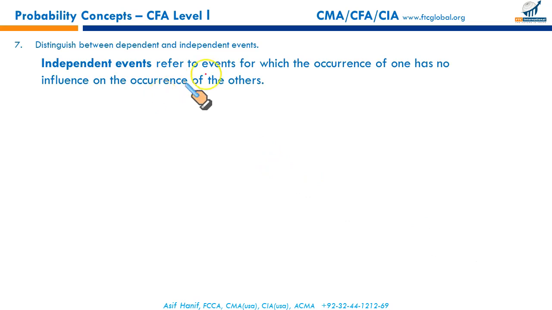Distinguish between dependent and independent events, just discussed. Independent events refer to events for which the occurrence of one has no influence on the occurrence of another, just like 1 by 6 and 1 by 6 and 1 by 6. They were all independent events.